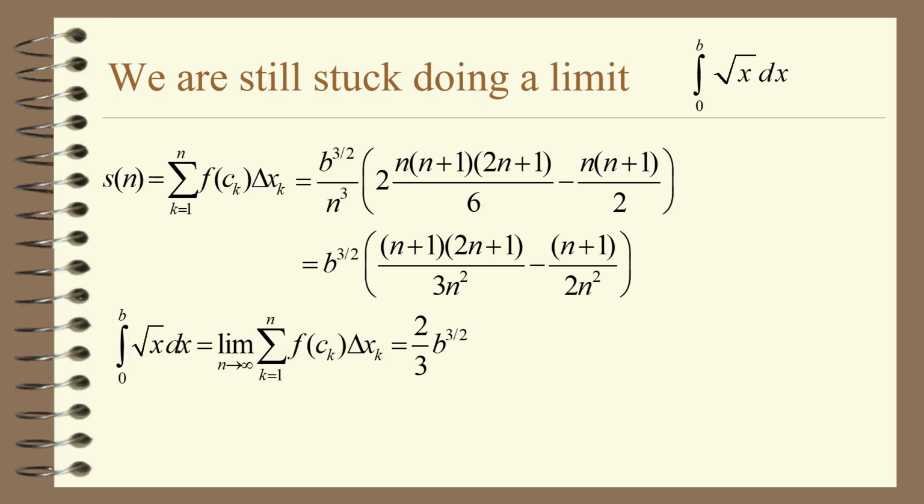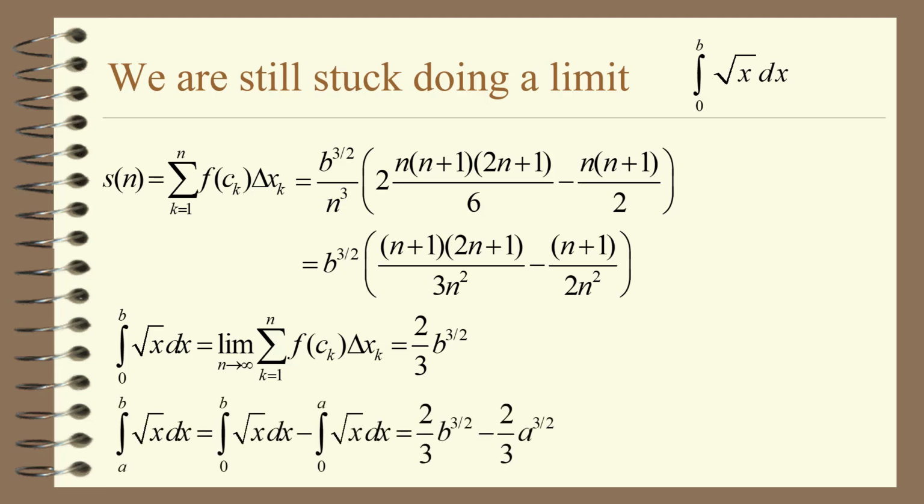Now, if you want, you can even go a little further, because the definite integral from a to b of the square root of x is the difference of these two definite integrals by the additivity property. So then you get the definite integral from a to b of the square root of x dx is 2/3 b to the 3/2 minus 2/3 a to the 3/2. That's the answer. Which, I think you agree, that was fairly awful.